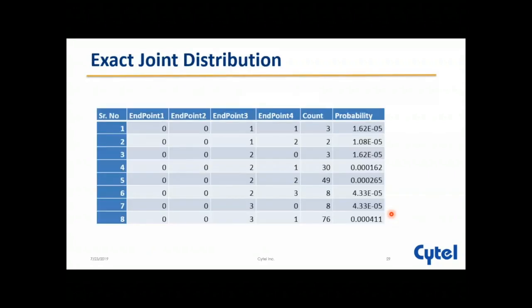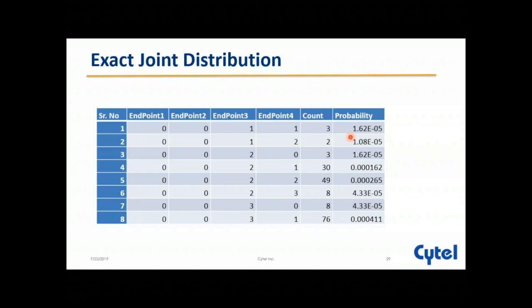For doing this computation, we use the joint distribution. Here you can see if there are 4 endpoints, endpoint 1, 2, 3, and 4, all possible combinations are already listed here, and the corresponding count is given, how many times that combination has occurred, and the probability of observing that particular combination of endpoints. From such joint distribution, marginal distributions are generated, and from there, marginal exact p-values are computed.